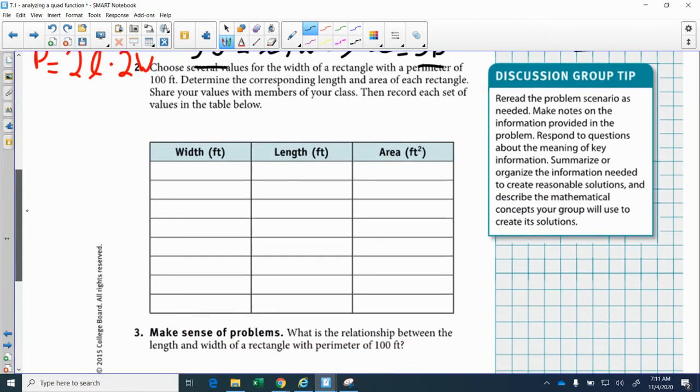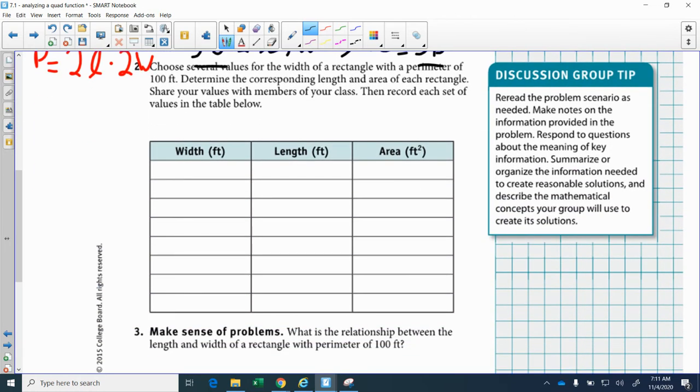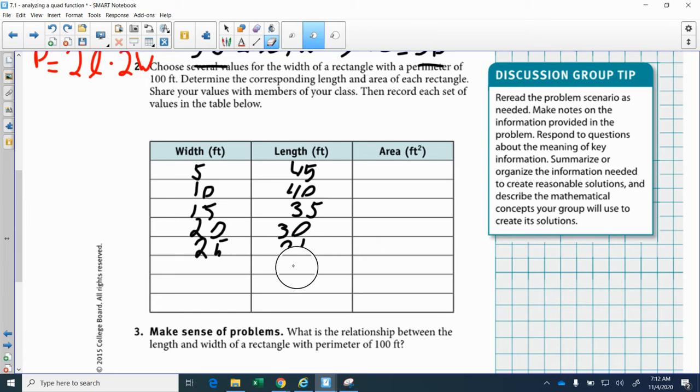So what they want us to do is play around with some scenarios. Let's just say I had a width of 5, I would have to have a length of 45. If I had a width of 10, I'd have to have a length of 40. And I can continue this process over and over again. 15, I'd have to have a length of 35. 20, length of 30. 25, length of 25 as well.